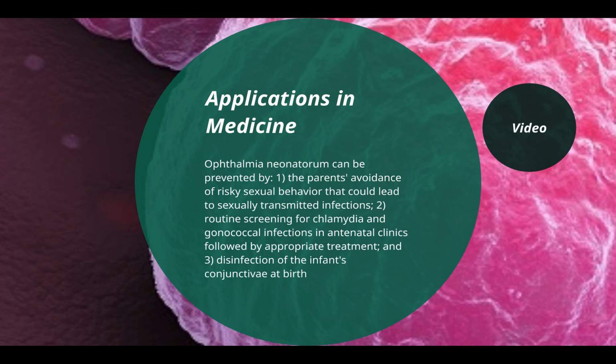Application in medicine. Ophthalmia neonatorum can be prevented by: 1. The parents' avoidance of risky sexual behavior that could lead to sexually transmitted infections. 2. Routine screening for chlamydia and gonococcal infections in antenatal clinics, followed by appropriate treatment. And 3. Disinfection of the infant conjunctiva at birth.